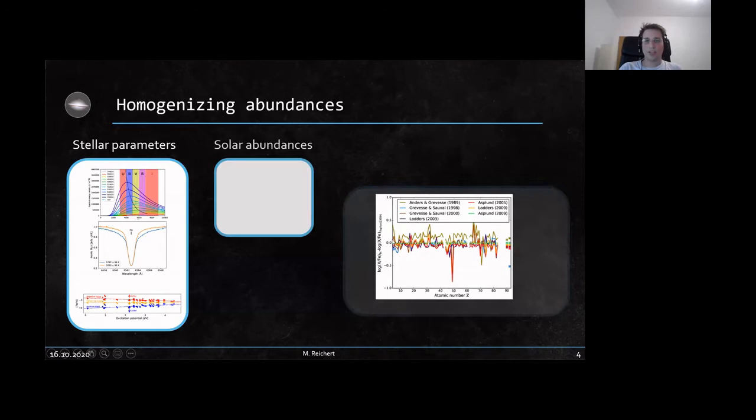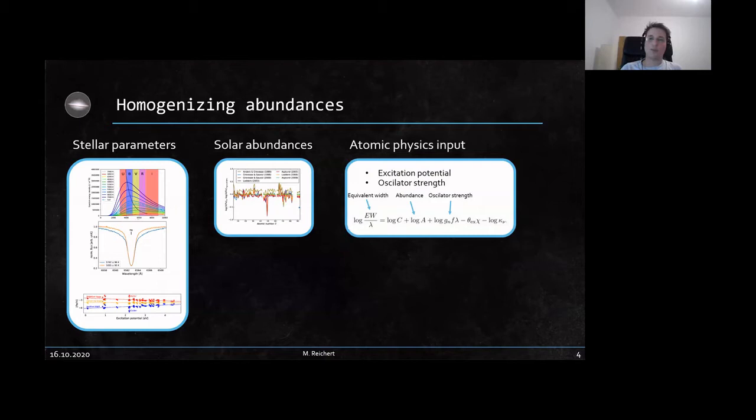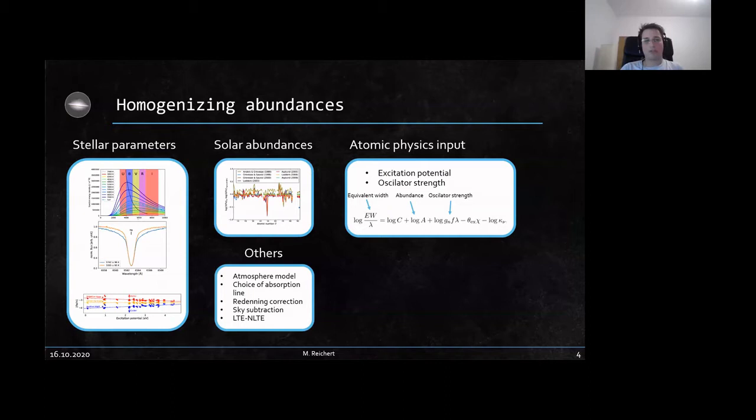You also have different atomic physics input that you measure, for example, in the lab, like the oscillator strengths. And if you determine the abundance, it's also one-to-one connected to the oscillator strengths. That means if you have a difference here of 0.2, you will also have a difference of approximately the same in the abundance as well. And there are other things, like the choice of the atmosphere model, the choice of the absorption line itself, or other things that simply go into your calculation.